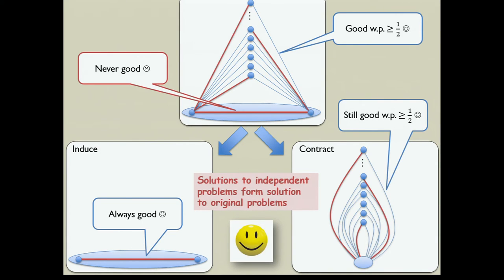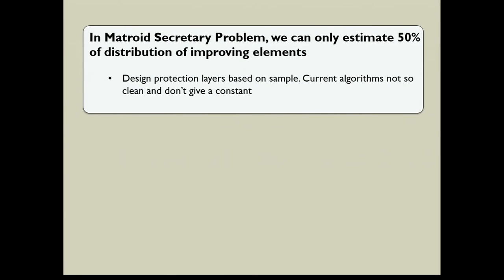So very good. There are two problems with this. Here it worked perfectly well. But the first problem is that we don't know the distribution of improving elements, because they just arrive, right? Before seeing anything, we don't know which ones will be improving. So in the matroid secretary problem, we can only estimate the distribution over improving elements from 50% of random elements. So we don't get the whole distribution, we just get the distribution over 50% of the elements. And this is a problem that I don't know how to solve. So the current solutions are not clean and they don't give what I think is the right decomposition.